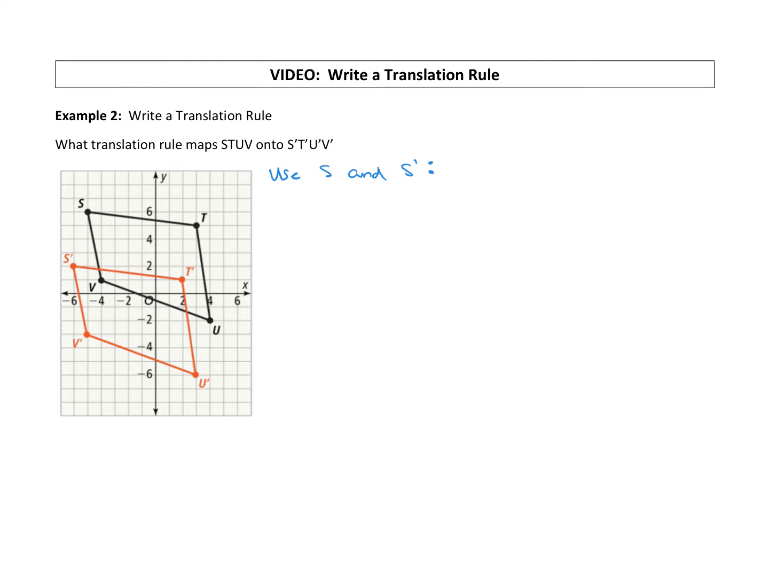So we want to identify those ordered pairs. Point S, if we count that out, is at (-5, 6). S prime is at (-6, 2). All right, so we want to find the change in the horizontal direction of X.